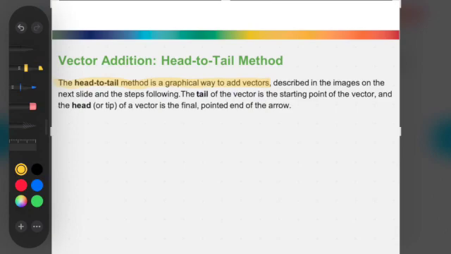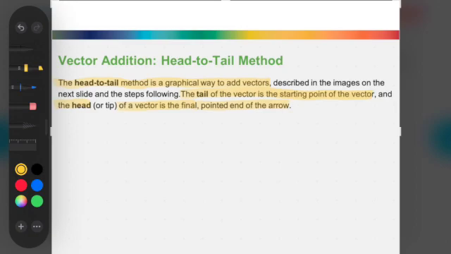And then, the components of that: the tail of the vector is the starting point of the vector, and the head of a vector is the final pointed end of the arrow. So there are some easy, quick definitions there for those things.